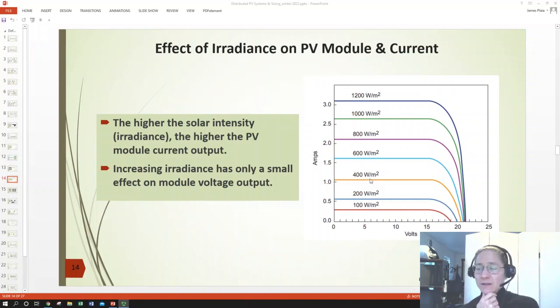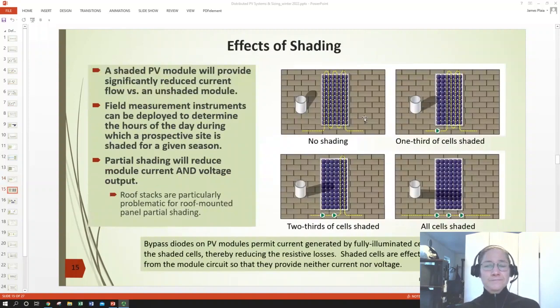The fewer photons, the less current. It's pretty much 1-to-1. Luckily, again, until we get very low, we don't see a big voltage drop. So it's, again, a trade-off. But more photons, more current, more power. Okay. Speaking of more photons or fewer photons, shading is not your friend.